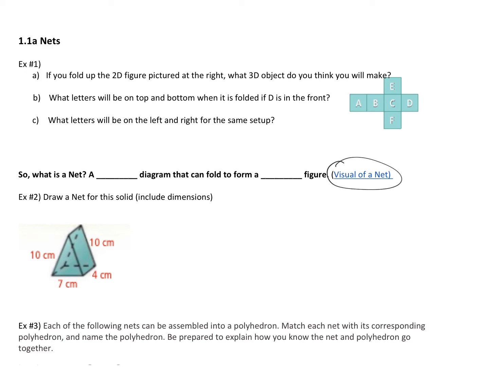Here we go. So we are talking today about nets. And a net is basically just a two-dimensional version of a three-dimensional thing. Okay?